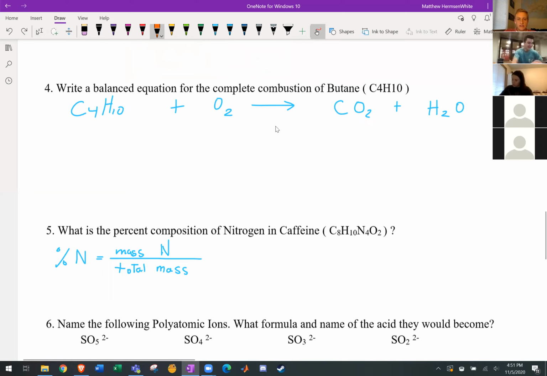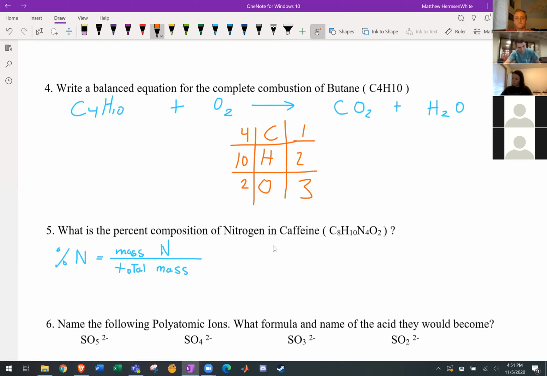So once again, I like to draw a little chart under here and count up the atoms on both sides. This always helps me. If this doesn't help you, then that's fine. You can use your method as well. So on the left side, we have 4 carbons, 10 hydrogens, 2 oxygens. On the right, we have 1 carbon, 2 hydrogens, and 3 oxygens. So what I like about this is you can easily see what you need on both sides.